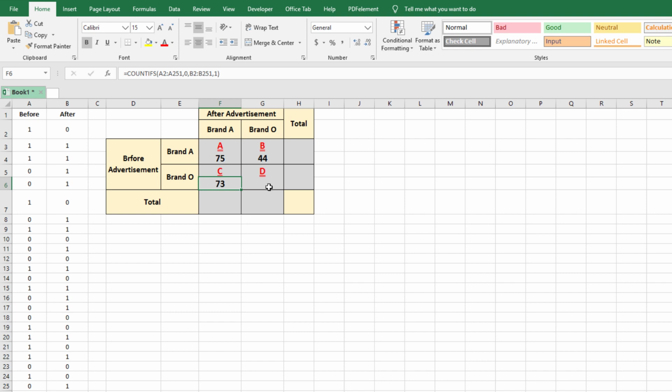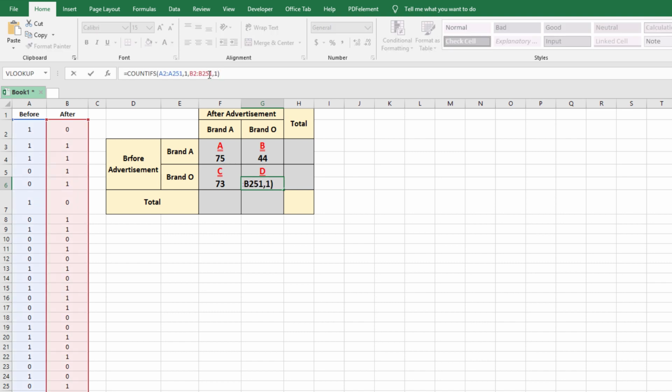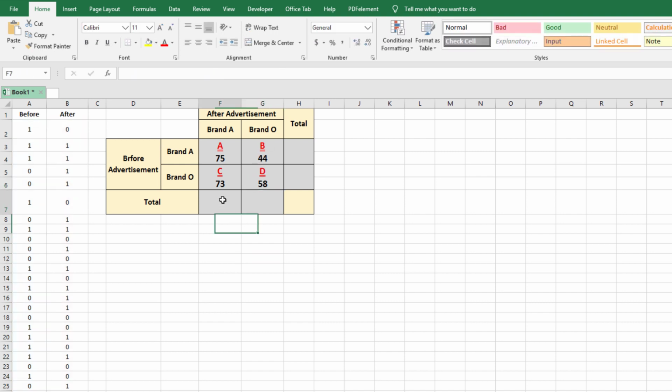Now, before and after, how many customers still stayed in other brands? Click here and paste the equation in the formula bar. Before other brand and after other brand, before and after 0. Both columns are 0. How many? 58.